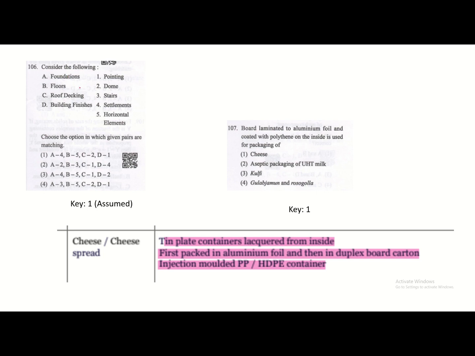Next, this is from building materials, the key is 1. The foundation is always the horizontal element, so the settlement, A is the answer 4. Next one, the floor is always the horizontal element, that is called a floor. So these are simple questions we can understand from the basics. Next one, which type of material we use for aluminum foil coating, that is cheese. The cheese or cheese pipe is also copied from the ICAR e-course material.